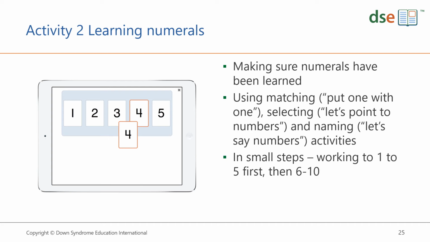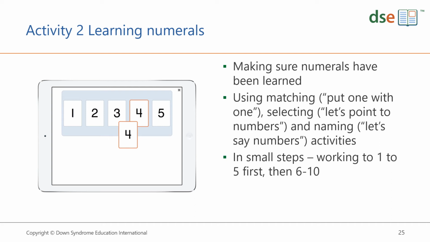Activity 2 is learning the numerals. Now, your child is going to begin to learn these numerals while learning to say them, because we've got their finger on them as they're saying the words. But we've put in activity 2 to make absolutely sure they have learned the numerals. In the first activity, we're concentrating on getting them to say the words. In this activity, we're making sure they are actually recognizing the written numerals. And we're doing this with matching, selecting, and naming games.